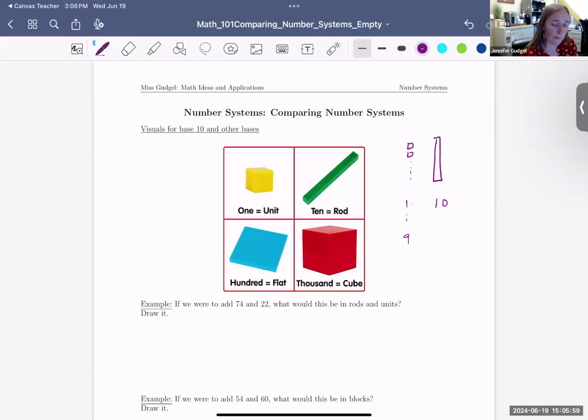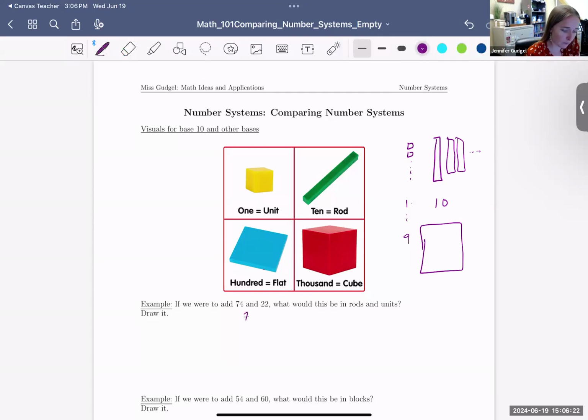A flat is 10 rods. So once we have 10 of these, we snap them together and make a flat. And then once you have 10 flats, you might have guessed, you have 1 cube, because the place value moves to the next spot. Right? We're so used to working in base 10.